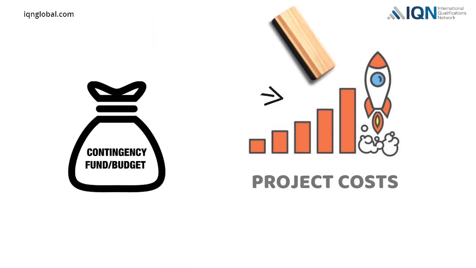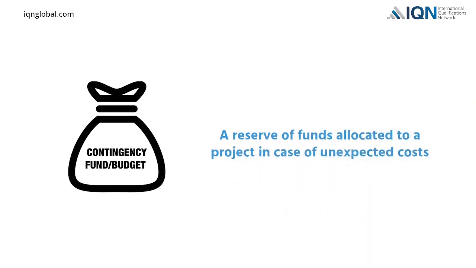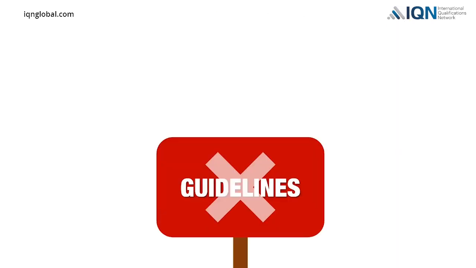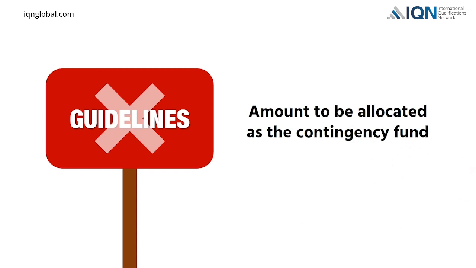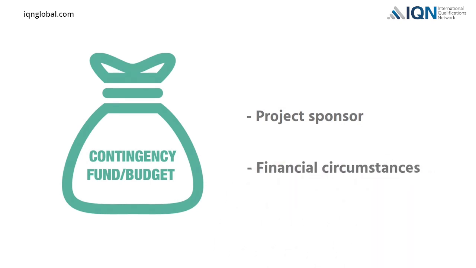A contingency fund is a reserve of funds allocated to a project in case of unexpected costs. This is a safety net that allows the project to stay on track despite any cost fluctuations. There are no strict guidelines on the amount to be allocated as the contingency fund. The amount may depend on the project sponsor or financial circumstances of the client organization.